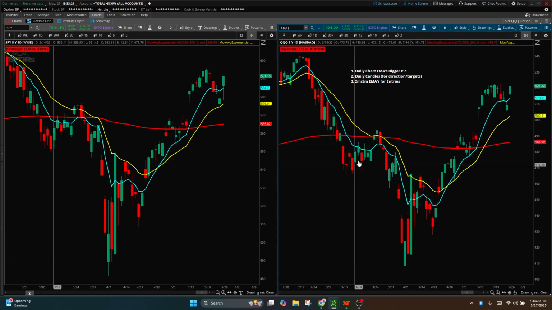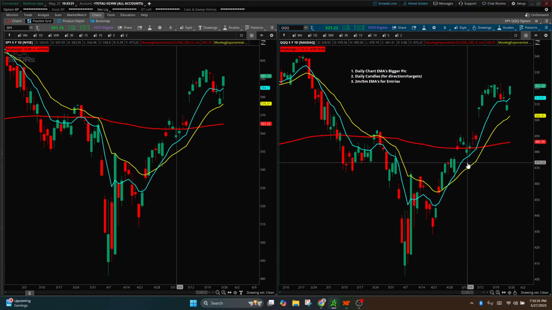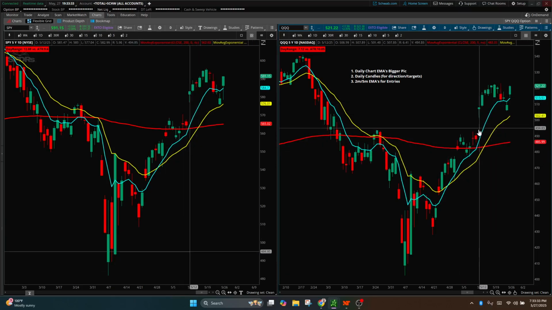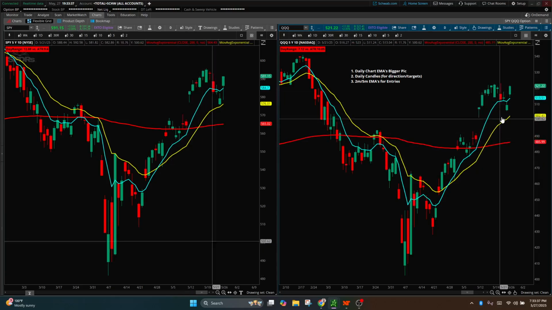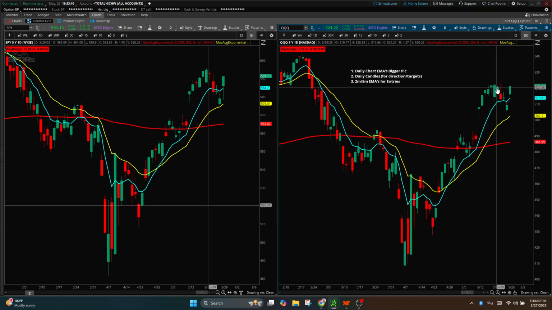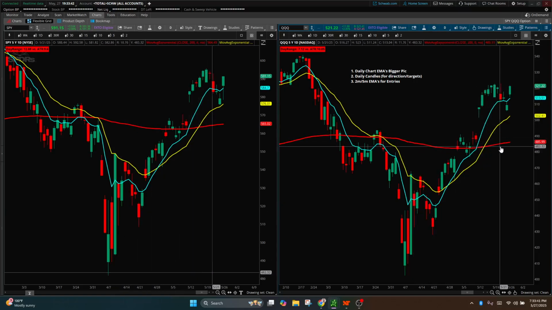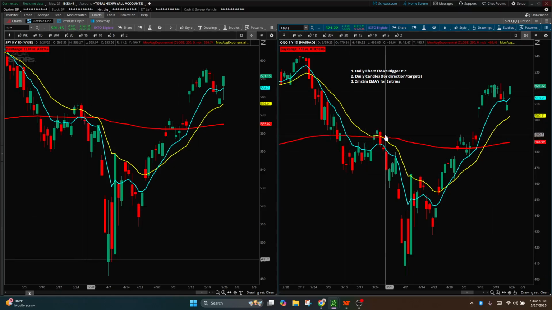Let's gauge what direction it looks like we're going in. I do that based on the 9 and the 20 mostly. If they're both sloping up together in alignment, that's bullish. Obviously, when you're above the 200, it's more bullish than when you're below the 200.